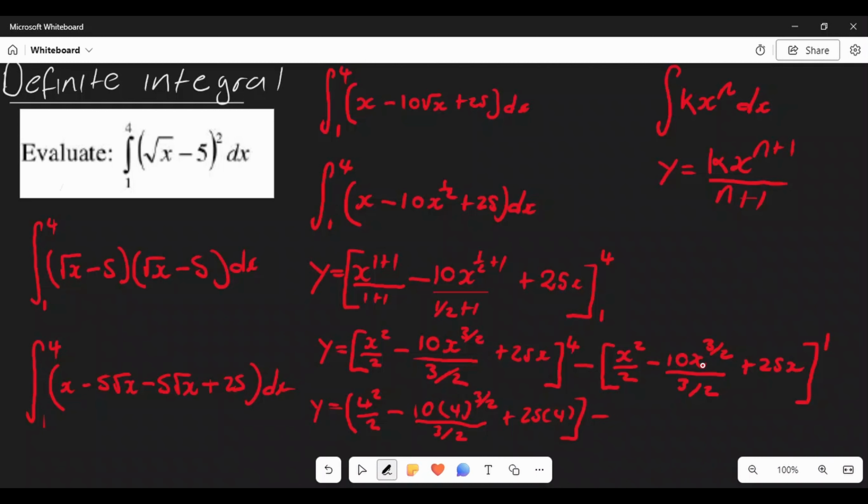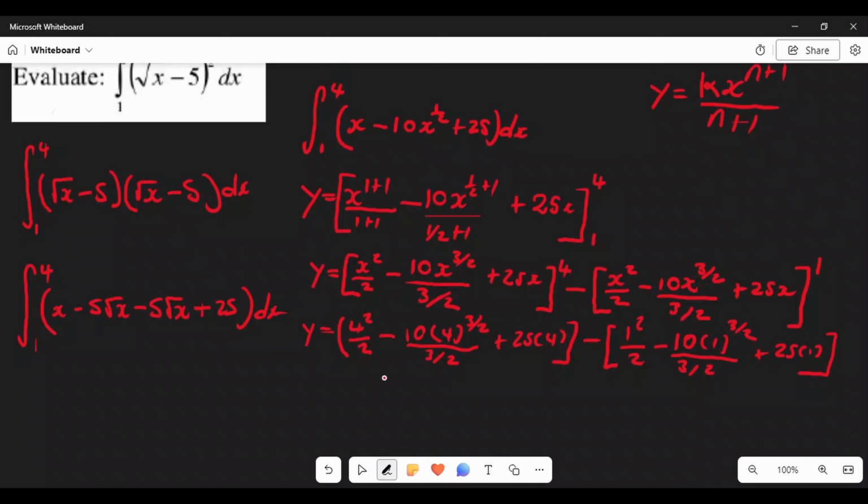So on the second bracket we're gonna substitute wherever there is x with 1, which is the lower limit. Right, so we're gonna have 1 to the power of 2 over 2 multiplied by minus 10, and then 1 to the power of 3 over 2 divided by 3 over 2, plus 25 multiplied by 1. Then you put this in the bracket. As you can see guys, this is how you do it.